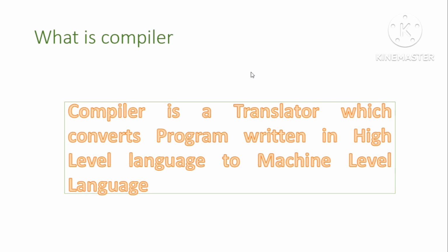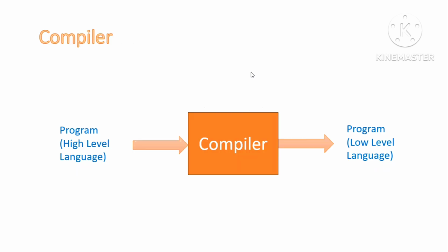Now we write a program in English form that is not actually understandable by a computer system. To make the computer understand, we have to convert the language written in English form to a machine level language, which is closely recognized by the computer system. That role is done by the compiler. The compiler's role is to convert from high level language to machine level language.